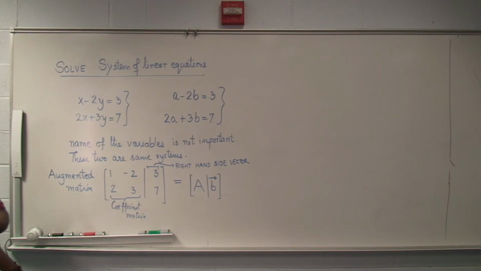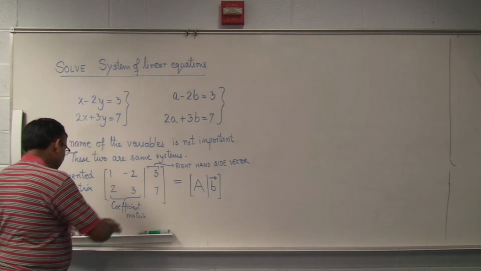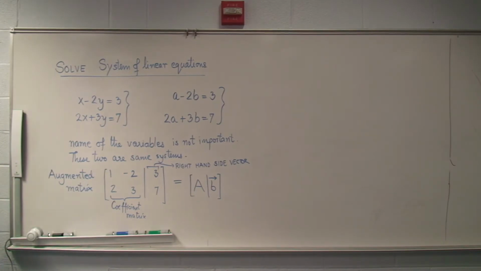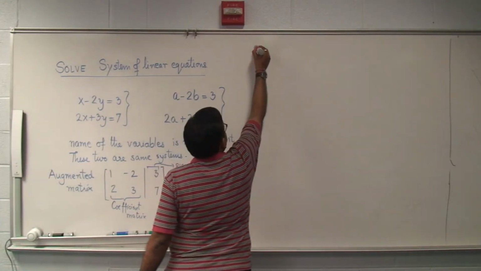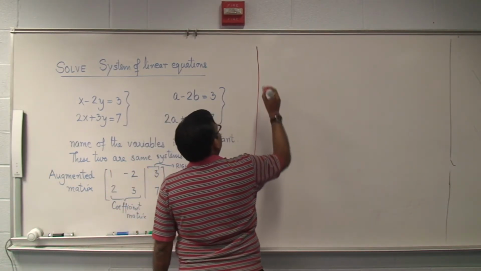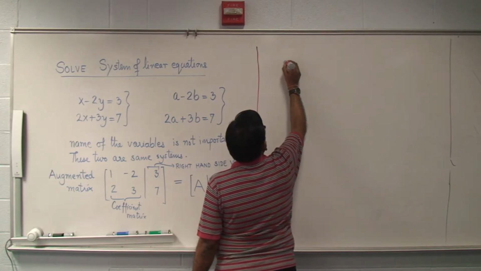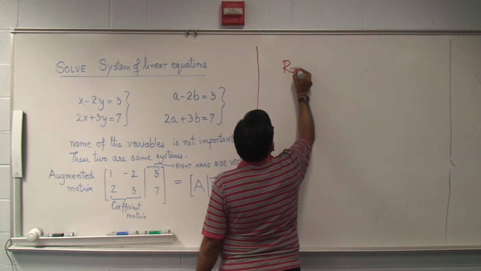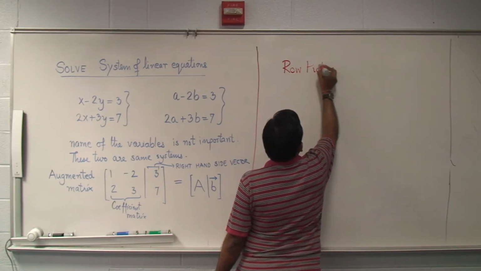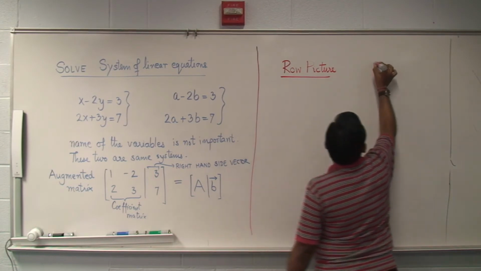Okay? So from now on, whenever we are going to solve a system of equations, we are going to focus our attention on the augmented matrix, and we'll try to see how to play with this augmented matrix from now on. Now before we learn to play with the augmented matrix, there are two things that I would like to bring your attention to. And those two things, I like to call them the row picture and the column picture.